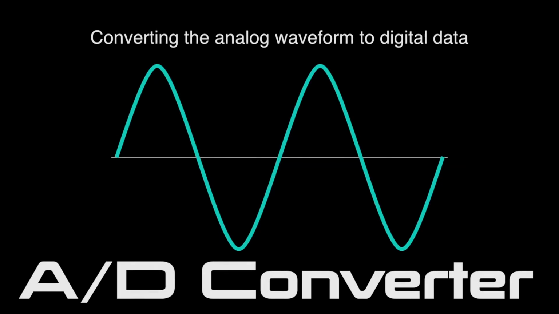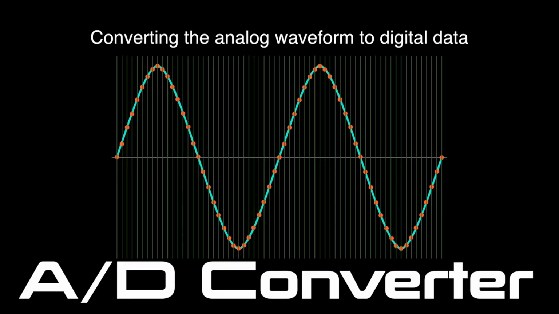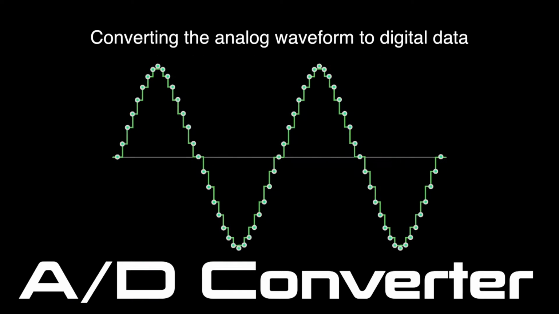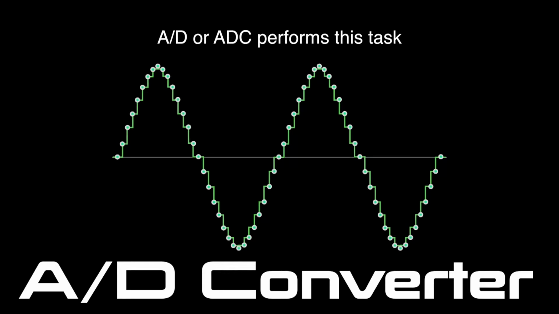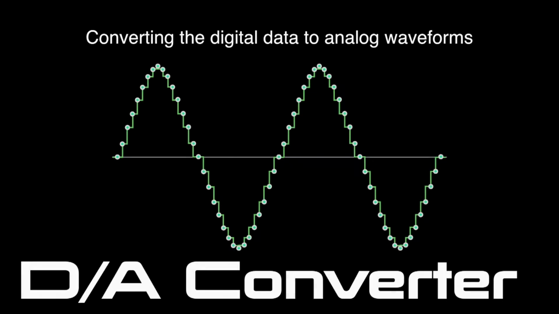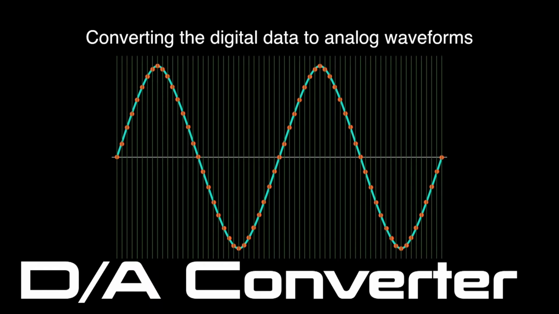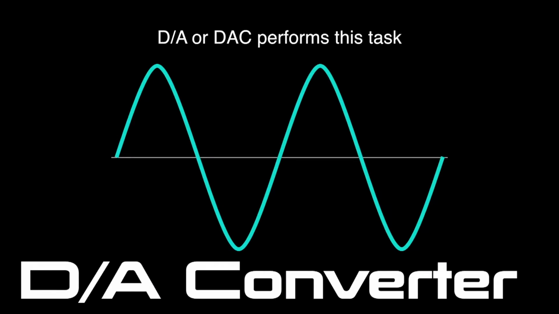The analog signal that comes from an instrument or microphone must be converted to digital data so it can be processed in the digital domain, the DAW. The analog to digital converter, denoted A/D or ADC, performs this task. The digital data that comes from the DAW must be converted to an analog signal that will be amplified so we can hear it. The digital to analog converter, denoted D/A or DAC, performs this task.